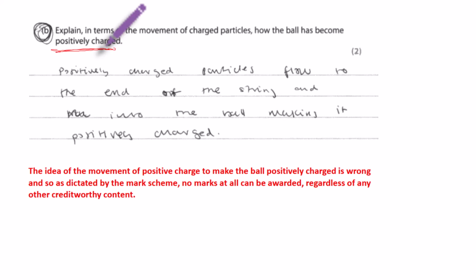Positive charges never flow in any setting. Due to friction, there is always a transfer of electrons. So only the negative charges flow from one body to the other. Positive charges lie deep within the nucleus. They are not allowed to flow. So the idea of movement of positive charge to make the ball positively charged is wrong.